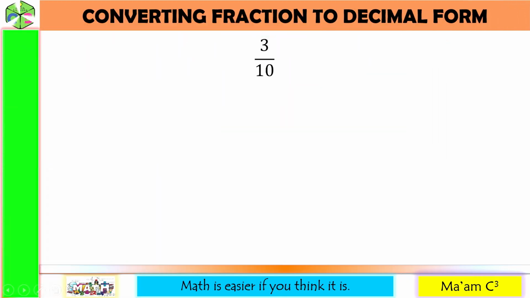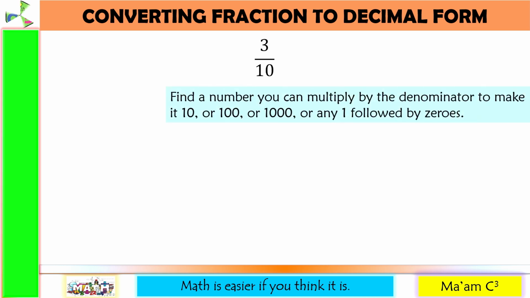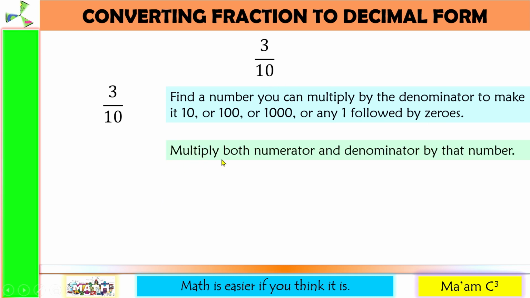Let us convert 3 over 10 to decimal form. Step 1. Find a number you can multiply by the denominator to make it 10, 100, or 1000, or any one followed by zeros. Since our denominator is already 10, then we'll just have to copy it. Step 2. Multiply both numerator and denominator by that number. Again, since our denominator is already 10 and we did not multiply any number to make it 10, then let us just copy the given.